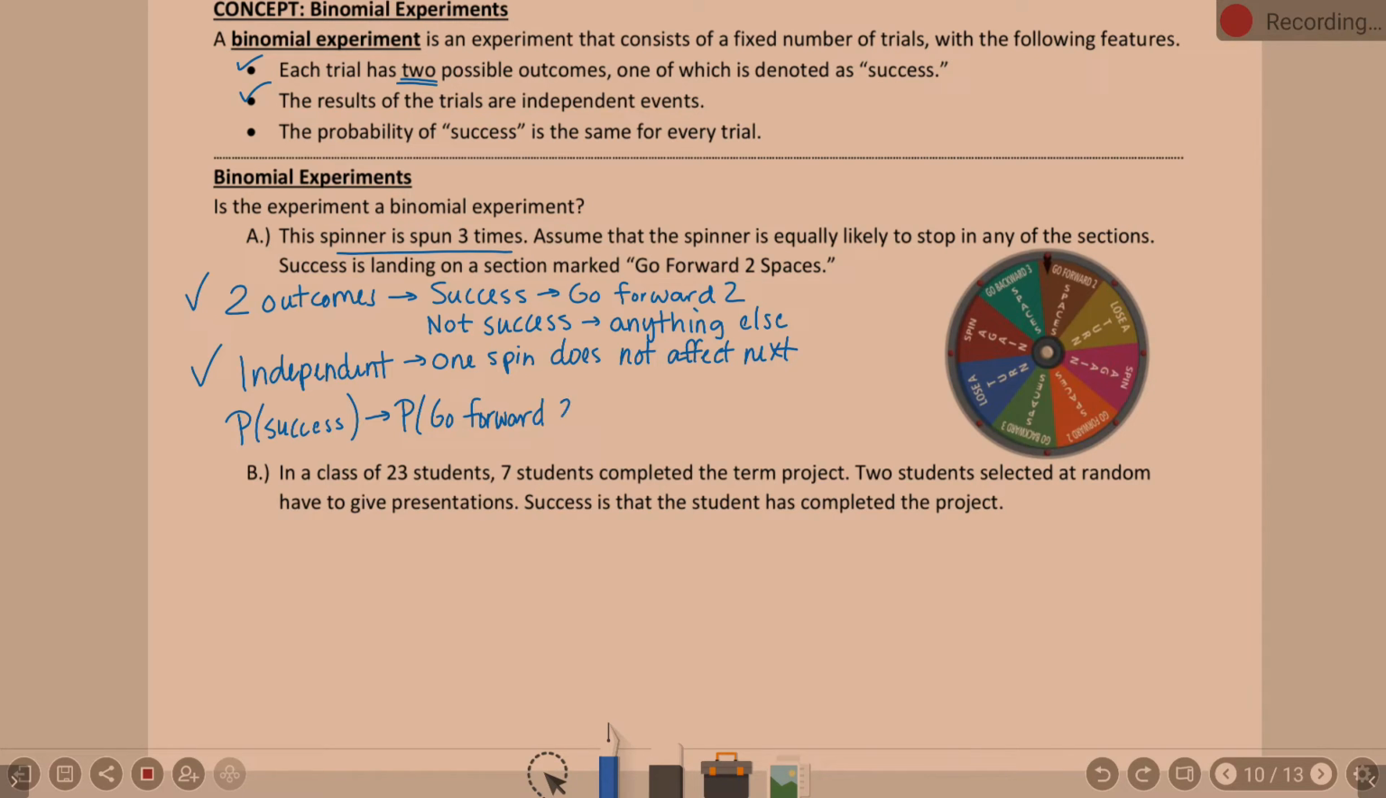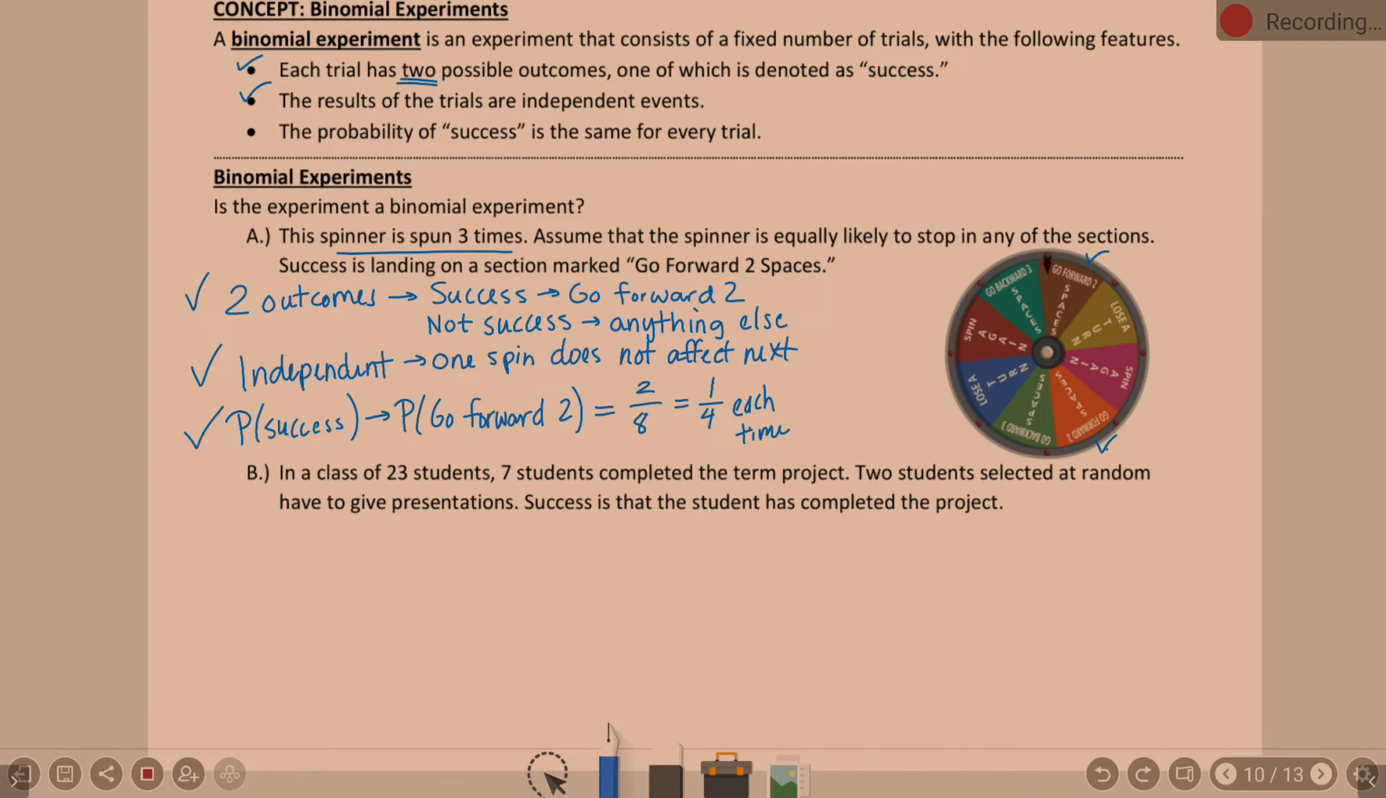Here's the deal. Is that always the same? Or can it change? Oh, it's the same. Every time you spin the spinner, it's going to be the same, yes? Because how many go forward 2 options do we have? There's 2, so 2 8s, 1 4th. But the key is it's not going to change the next time I spin the spinner. Okay, so it is 1 4th, 25%, each time.